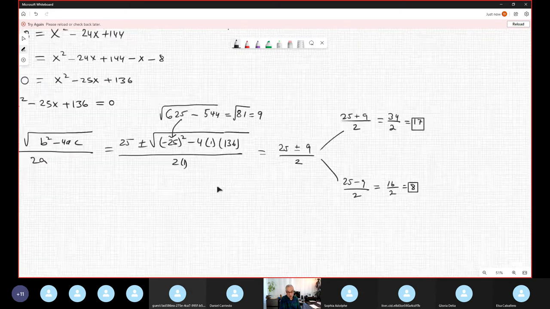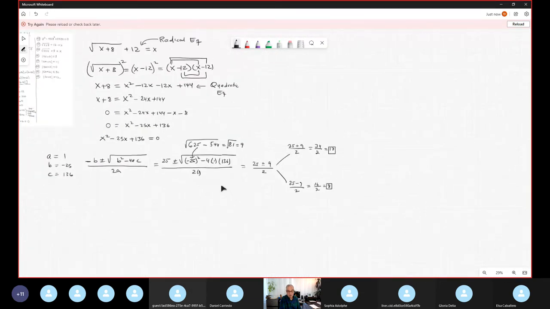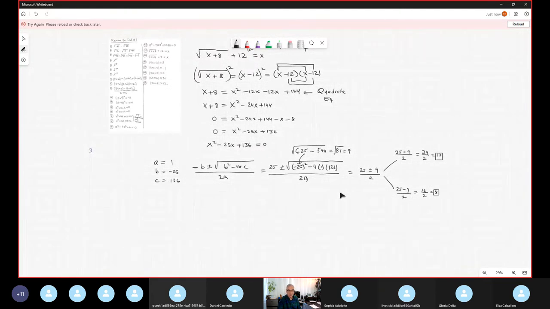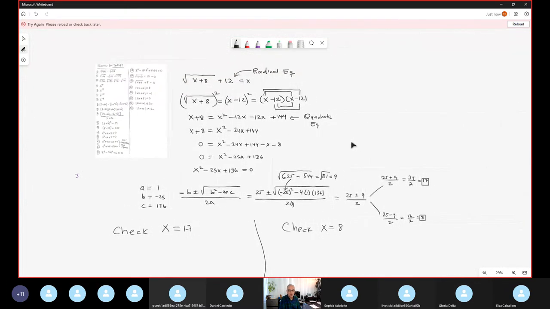If you leave it like that, you have zero. You need to check, mandatory, because it's conceptually important. So you check for x equals 17, and you check for x equals 8. Where are you checking? In the original equation.